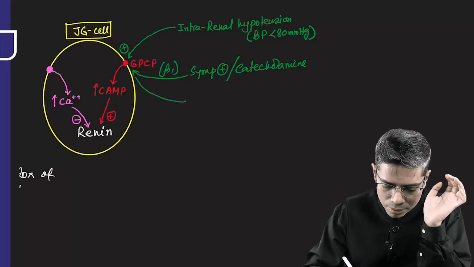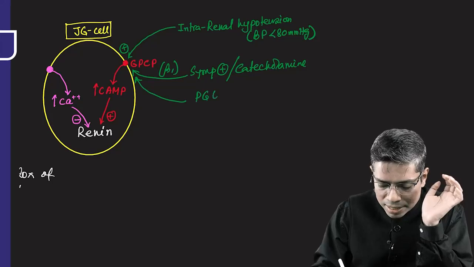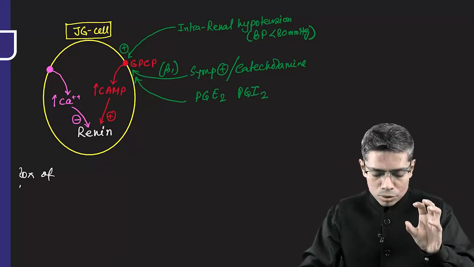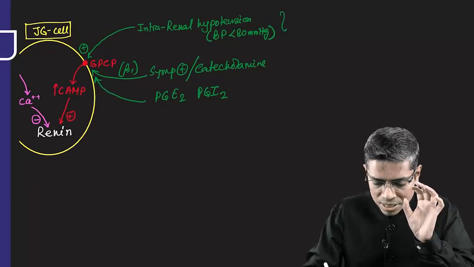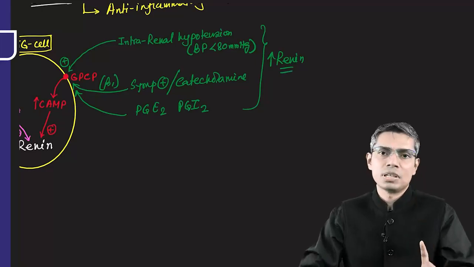And the third one, which acts through this increased cAMP, is nothing but prostaglandin E2 and prostaglandin I2. So these prostaglandin E2 and I2 also increase cAMP production inside this JG cell. So all these stimuli that I have written here increase your renin secretion. Very, very important for your MCQ, I'm telling you, right?